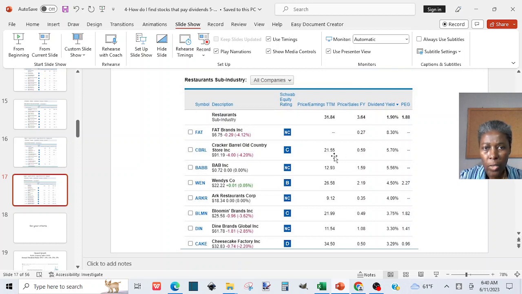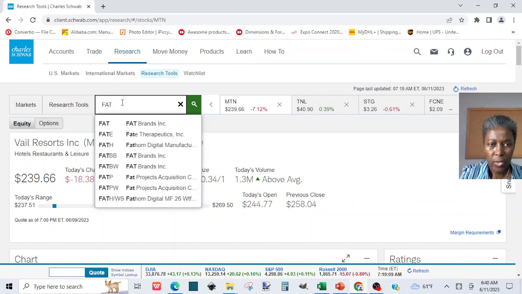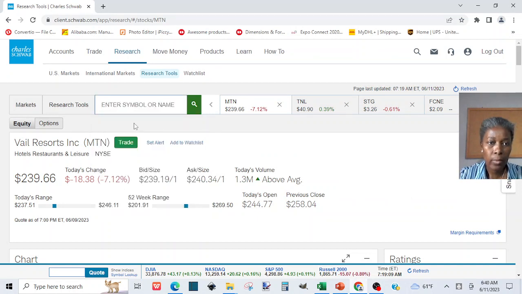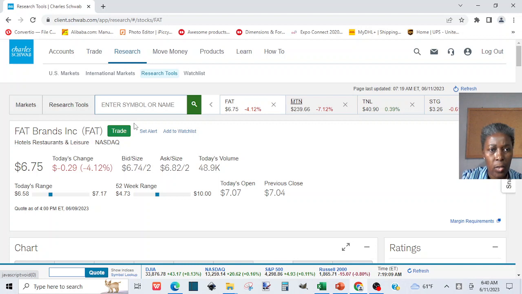Okay, so the first one is FAT, Fat Brands Inc., and I think they are all Inc., and they are all corporations. So let's start with FAT. That's the restaurants that we have that pay high dividends. So we are going to search them. So FAT is on NASDAQ, so it passed the filter.